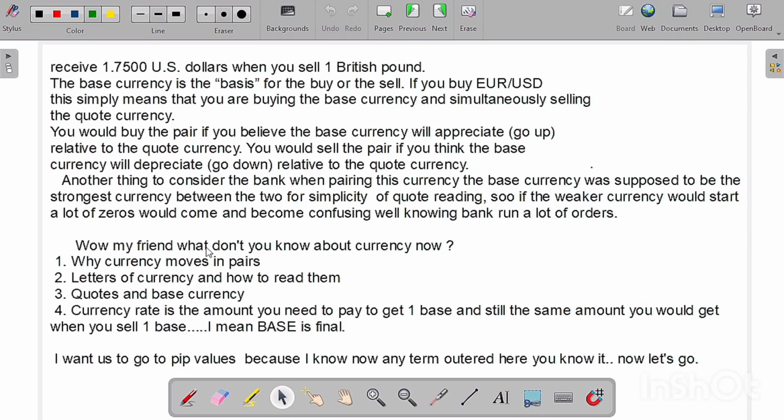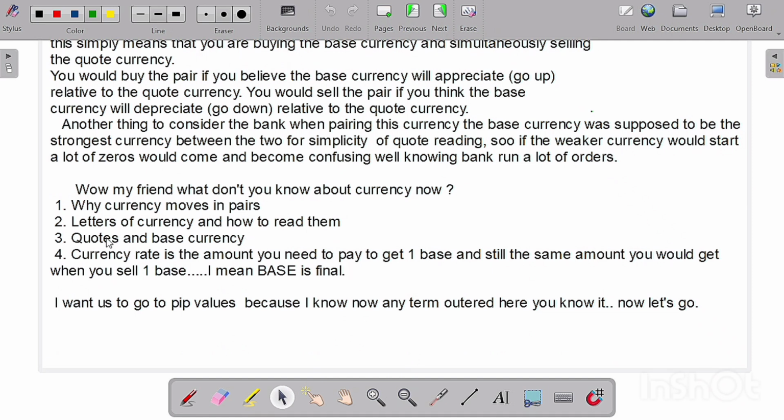So wow, my friend, what don't you know about currency now? Why does currency move in pairs? You have learned the letters of currencies and how to read them. We have learned, very simply, quotes and base currencies. We have learned that a currency rate is the amount you need to pay to get one base, and still the same amount you would get when you sell one base. I mean, base is final, simply like that. Base currency is everything. So I want us to go to pip value now.